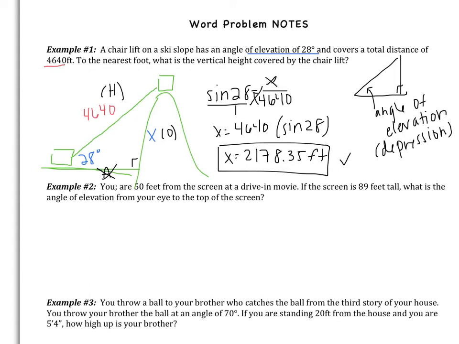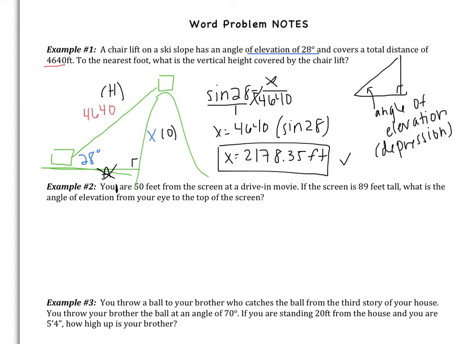Okay, let's try the next one. It says you, and I don't know why it has that little semicolon. You are 50 feet from the screen at a drive-in movie. If the screen is 89 feet tall, what is the angle of elevation from your eye to the top of the screen? Okay, so you're at a drive-in movie.